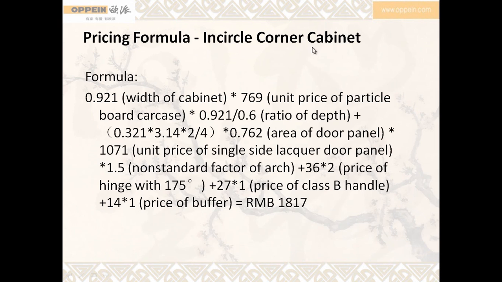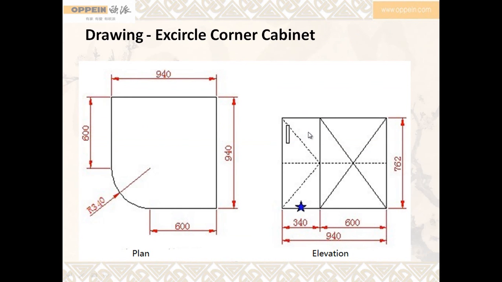Pricing formula for encircle corner cabinet. The formula consists of 1, 2, 3, 4, 5 parts. Add up each part, then you get the final answer. And here, this example, it is 1,817 RMB. Now, let's take this example to learn the pricing of X-circle corner cabinet.